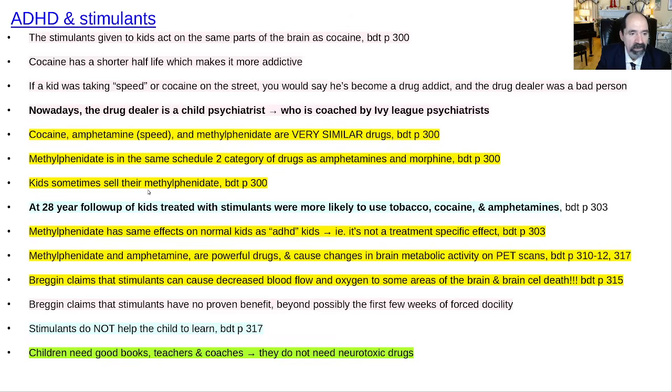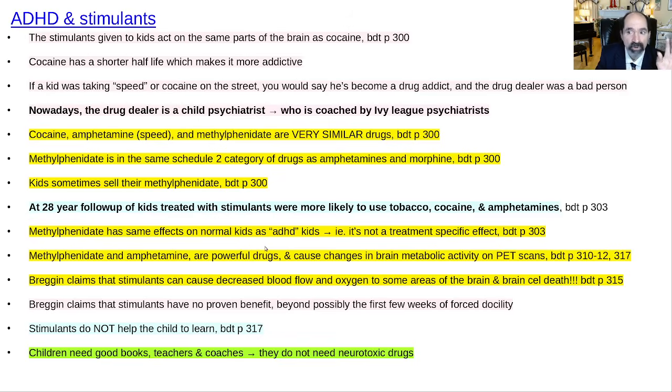At 28-year follow-up, one study listed in the Breggin book found the kids treated with stimulants were more likely to end up on other drugs: tobacco, cocaine, amphetamine. So polypharmacy is when it's a prescribed drug. This is just polysubstance abuse. Methylphenidate has the same effect on normal kids as ADHD kids, so it's not a specific treatment effect.